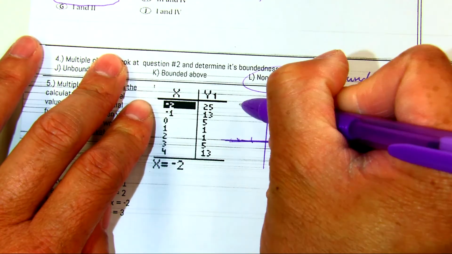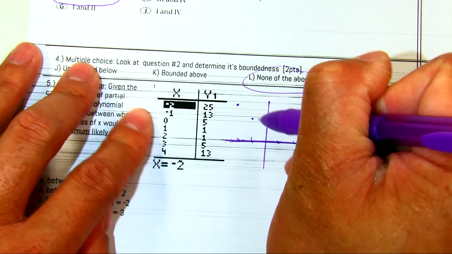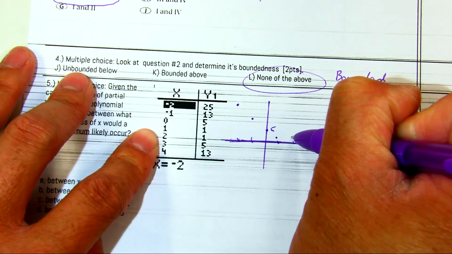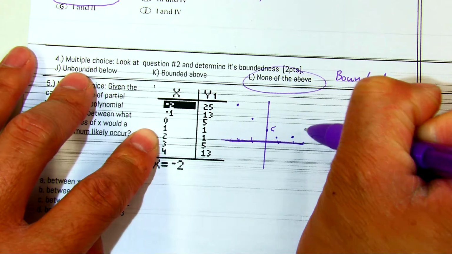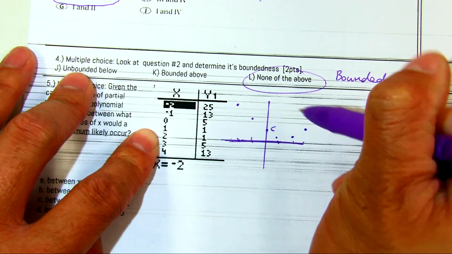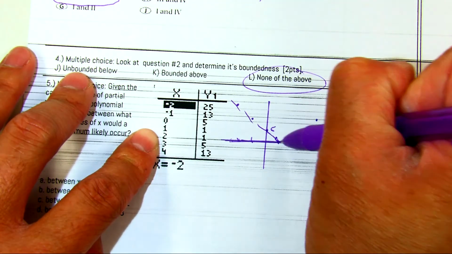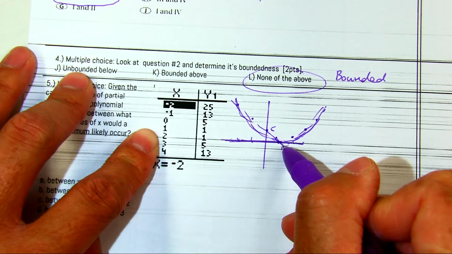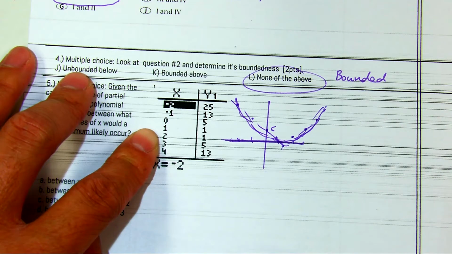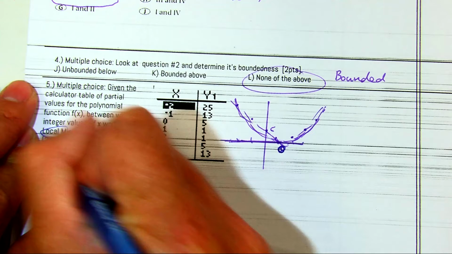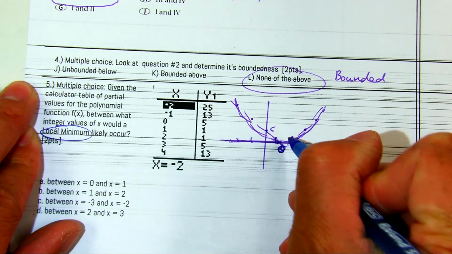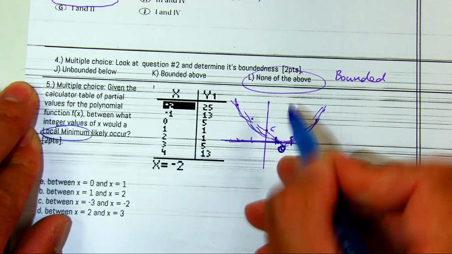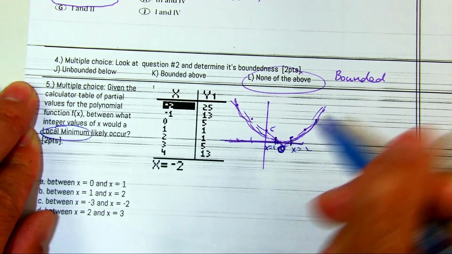So -2, 25; -1, 13; 0, 5; 1, 1; 2, 1; 3, 5; and then 4, 13. So this looks like a parabola here. And it looks like this value here is where the local minimum is. And that's between these two numbers, x equals 1 and x equals 2. And that'll be choice B.